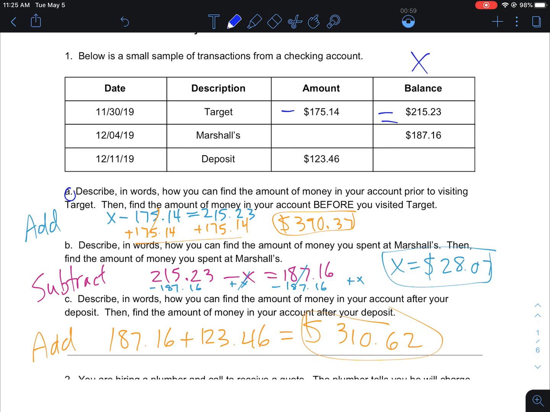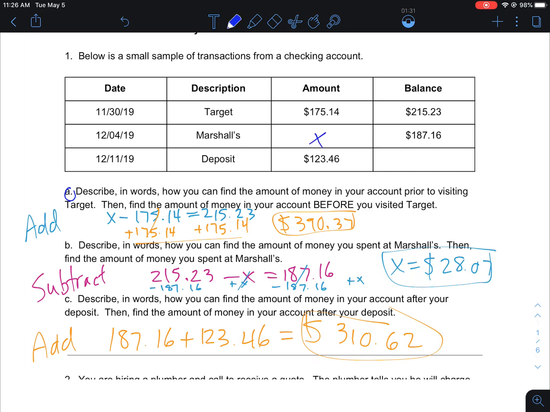So whether you write it as an algebraic equation or not, the main thing you had to do here was kind of work backwards. So if you're spending money and you're trying to figure out what you had to begin with, you'd actually have to add those two to figure out what that amount was before. Or just think about it. If you spent money, you will end up with less. You can't end up with more. So you have to figure out what you had to start with because now you only have 215. So if you add those, you discover that you had $390.37 before you spent money at Target.